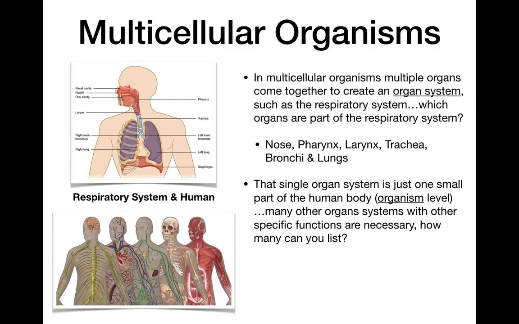The last level is the organism level. So the human body is made of many different organ systems. We can't function with just one. In fact, we have 11 organ systems, and all of them need to have a certain function and certain structure to be able to have our body function as a whole.